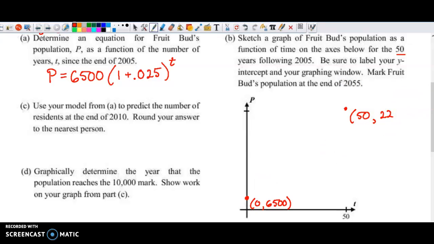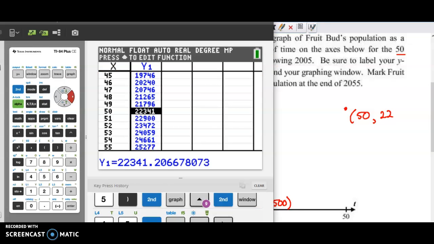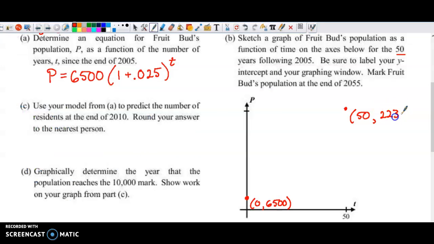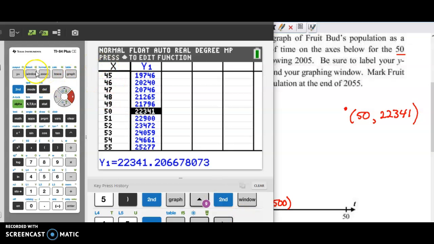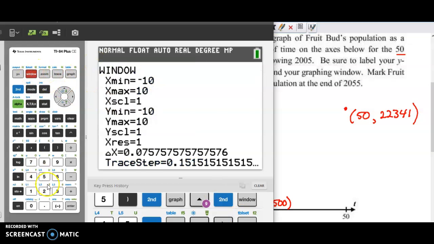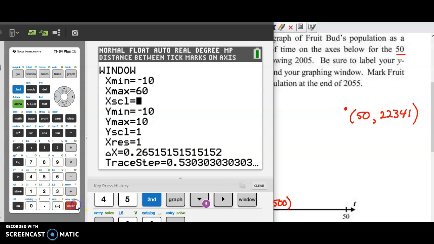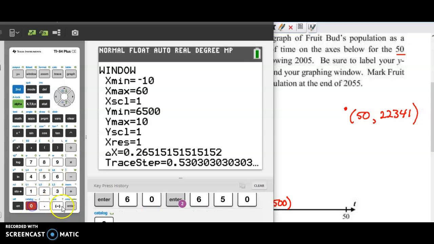And I don't like to use commas because then I might confuse you. And it wouldn't make any sense to have a decimal of a person, so I'm going to stop it right there. But the reason why I like to go to the table first is then, before going to the graph, I could just make my window. Now, I'm not going to mess with that too much. Maybe go from -10 to 60. But then make my y values go from 6,500, the starting amount, all the way up to, I'll just make it 23,000. You can count by hundreds or whatever you really feel like.